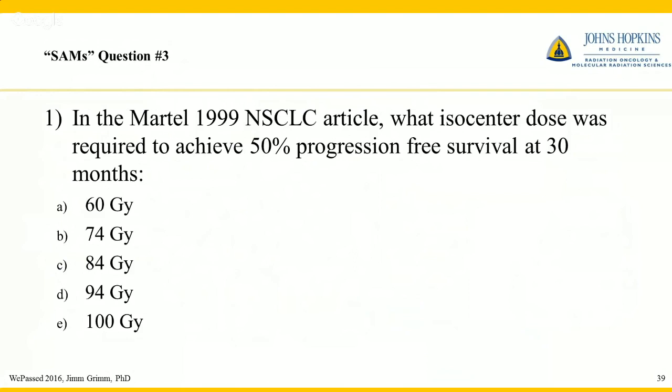And that brings us to our third question. All right, everyone. So question number 3 is live in the poll. You can go ahead and submit your answers on the left-hand side of the screen if you're just joining us. And then we'll give her about a minute. And I'll go ahead and read it. In the Martel 1999 non-small cell lung cancer article, what isocenter dose was required to achieve 50% progression-free survival at 30 months? Was it A, 60 gray, B, 74 gray, C, 84 gray, D, 94 gray, or E, 100 gray? And here we're talking about just plain physical dose.